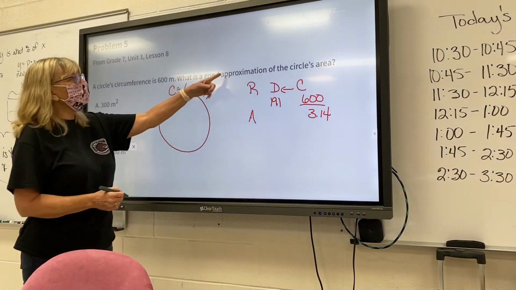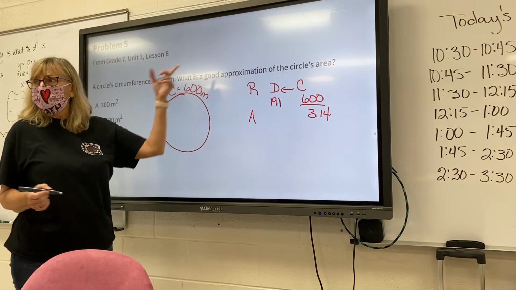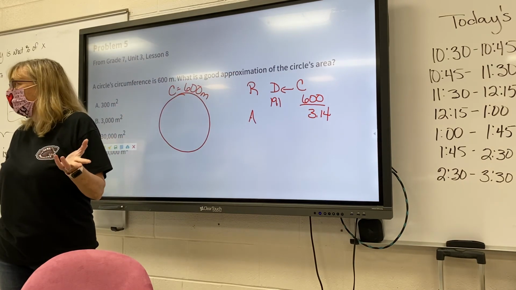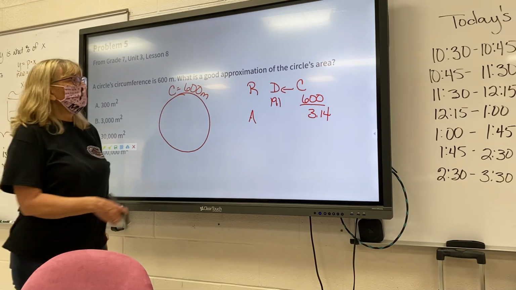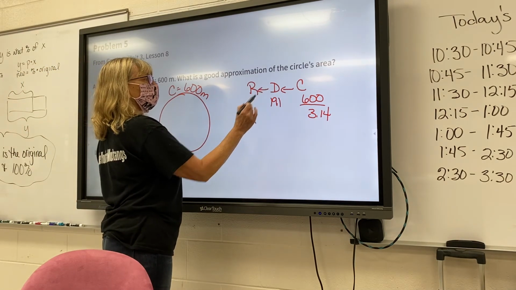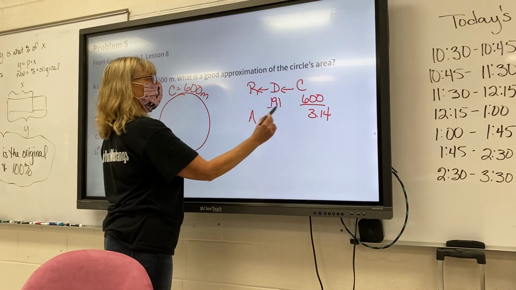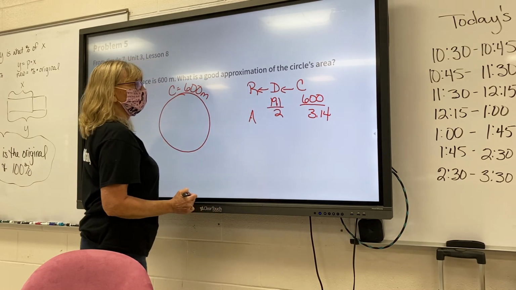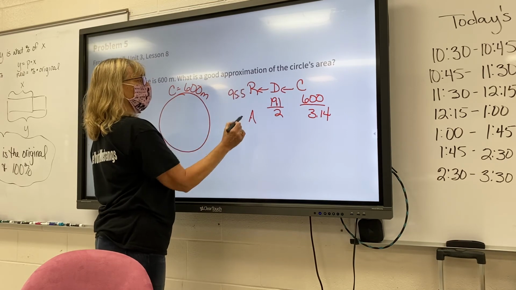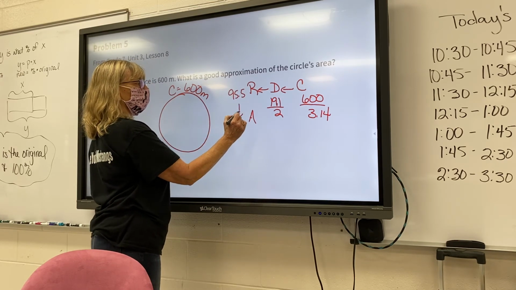Because we're asked to approximate. Okay, and we're using 3.14, and that's already an approximation, right? All right, so if the diameter is 191, what's the radius? What do we do to get that? Divide by 2, so what's the radius? 95.5. How do we find the area?